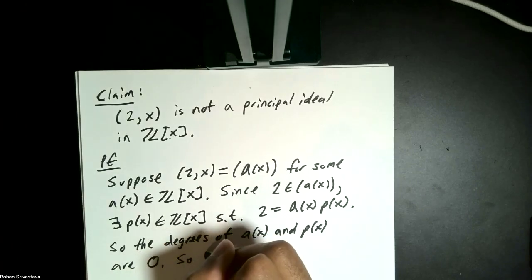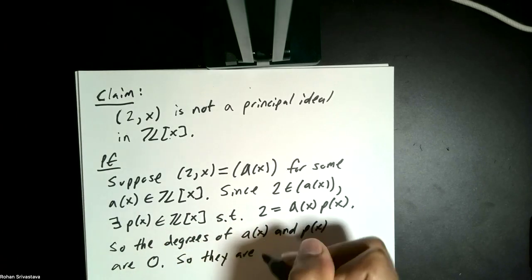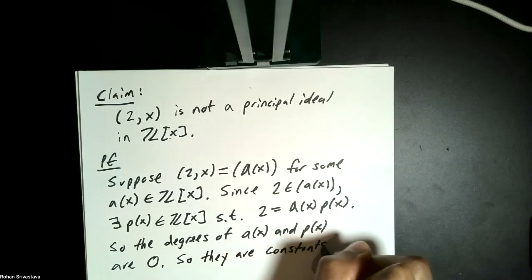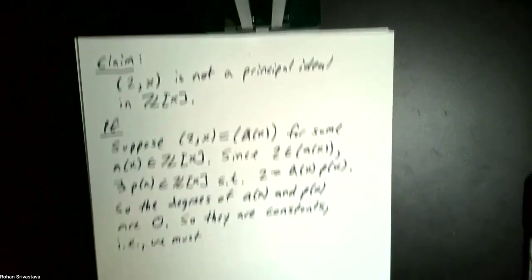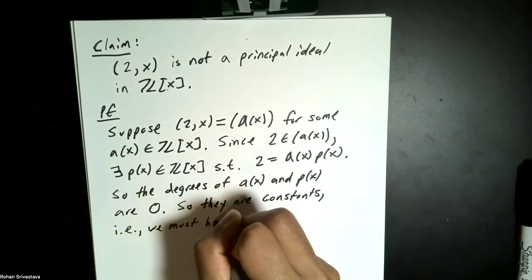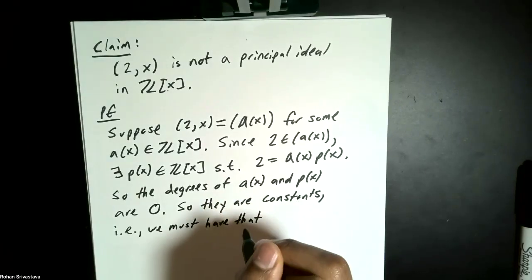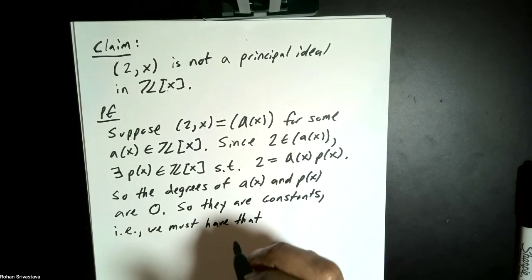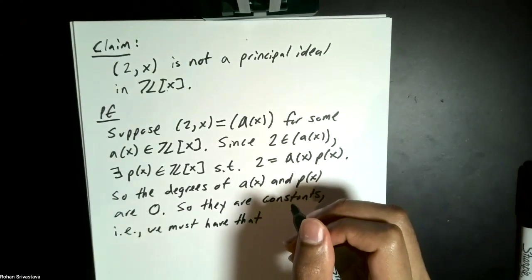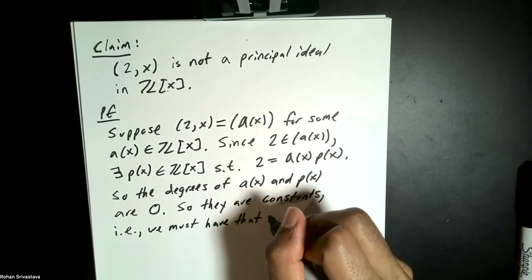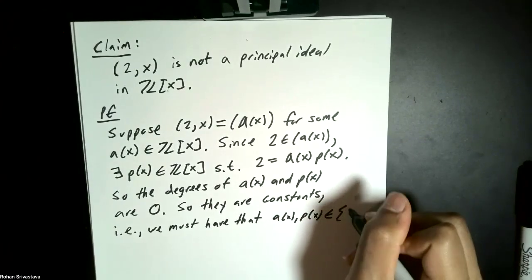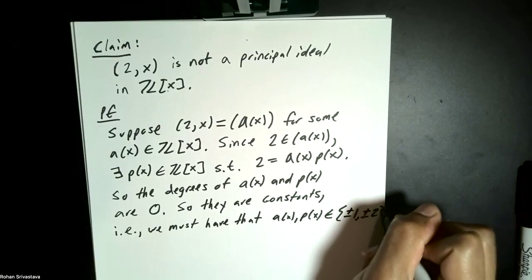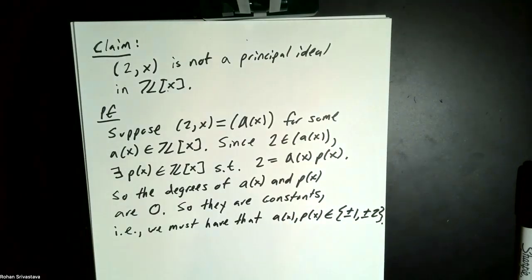So they are constants, i.e., since their product is two, constants in the ring Z adjoin X are the only way we can have constants multiplying to two. So A of X and P of X are elements of the set plus or minus one, plus or minus two, right?